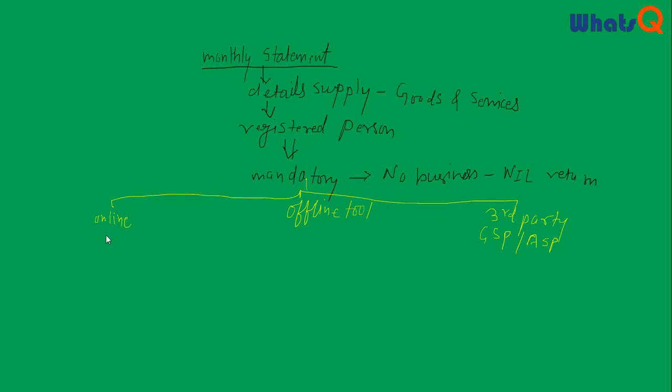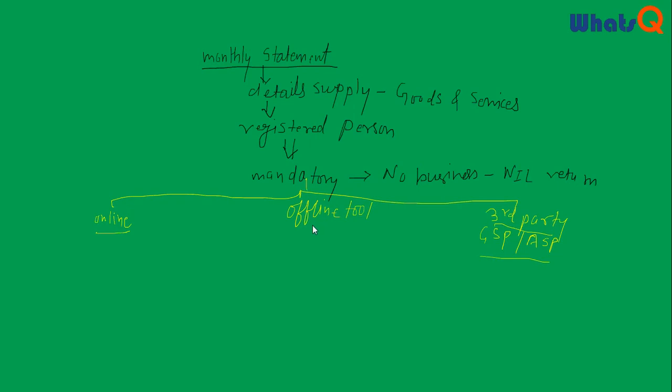The online details we will look into in a different lecture. For third party GSP, ASP, it's purely an outsourcing of your activity of filing GSTR 1. But online and offline tools are the options if you decide to file your GSTR 1 on your own, then you have to go with either the online or offline tool.